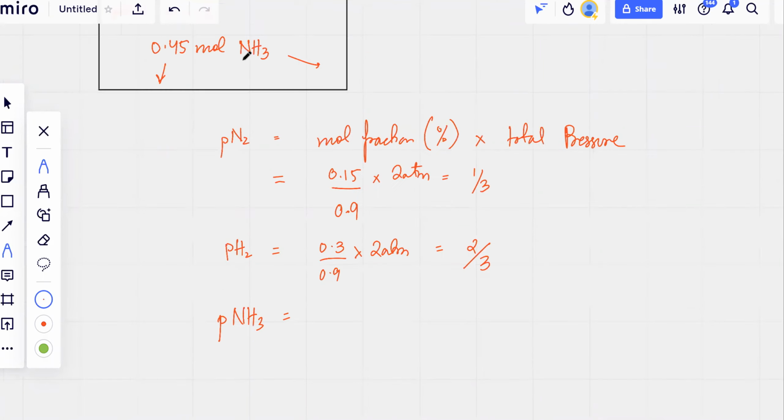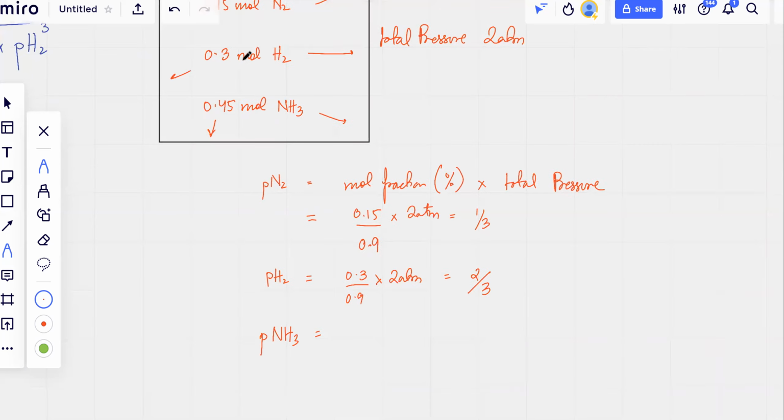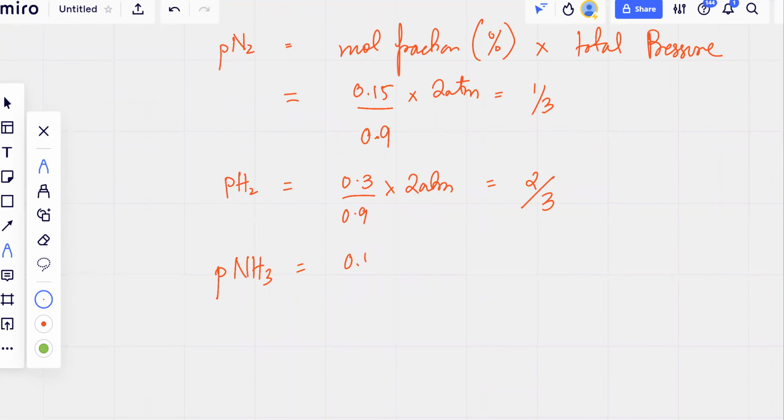The quantity of NH3 in the container is 0.45. That's almost half. So 0.45 divided by 0.9 multiplied by 2, and I think that would give you 1 atmosphere. Yes.